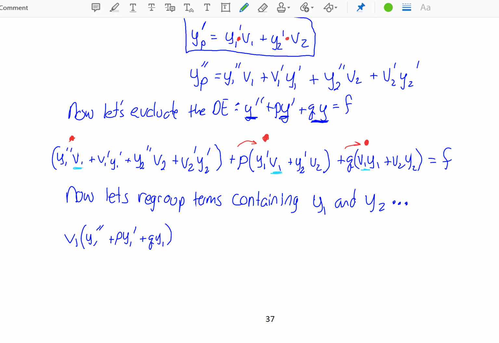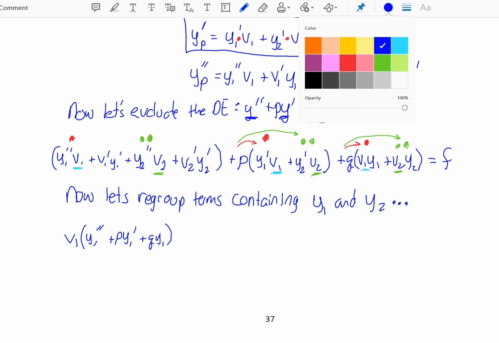Okay. I'd like to do the same thing. I'd like to grab this term with the y2 double prime. This term, we'll have to distribute the p. And this term, we'll have to distribute the q. When you look at these three terms, notice that they all contain a v2 term with no derivative. I'm going to regroup these and factor out the v2.